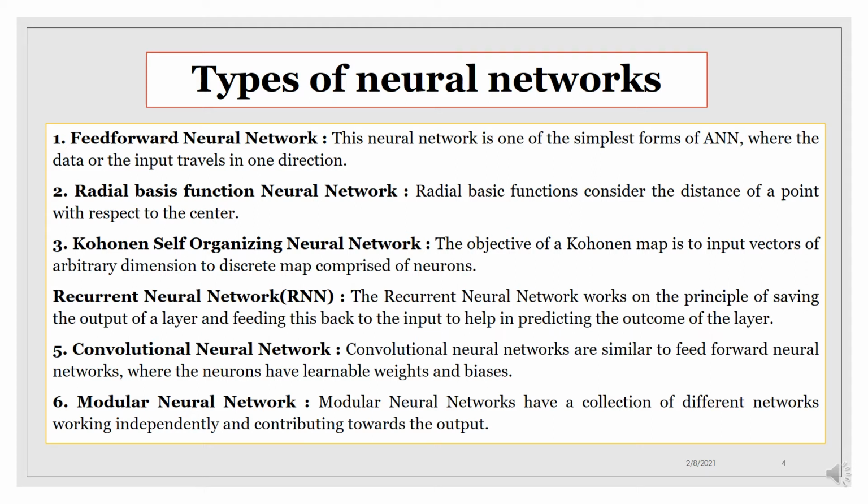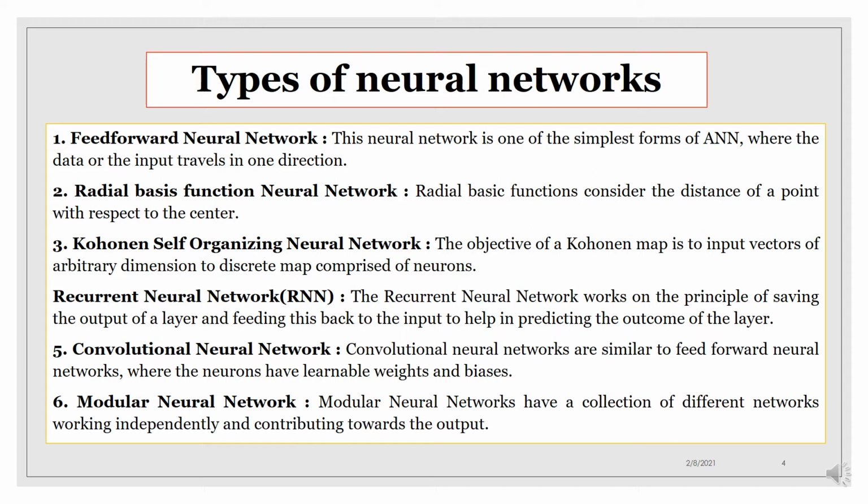The objective of coherent map is to input vectors of arbitrary dimension to a discrete map comprised of neurons. So if we come to the coherent self organizing, we will learn that in brief. Then fourth is recurrent neural network, RNN. We all know RNN. We have seen RNN many times in our projects.